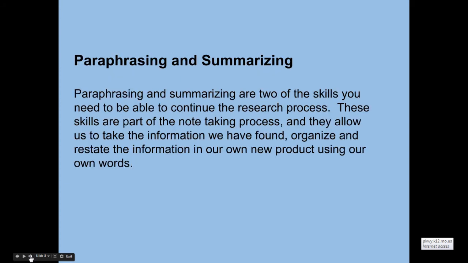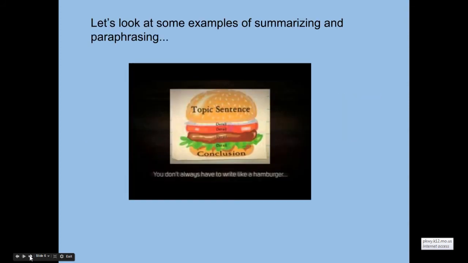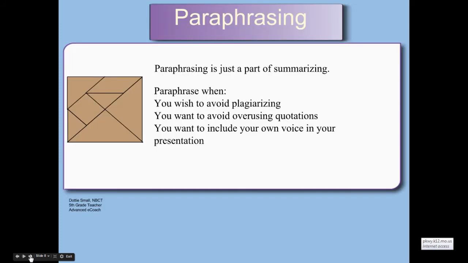The next 2 things we'll talk about are paraphrasing and summarizing. These are skills to continue the research process. These are part of the note-taking process, and they allow us to take information we found, organize it, and restate it into a new product with our own words. Paraphrasing is another kind of summarizing. Paraphrasing is similar, but a little different. You use it if you don't want to plagiarize, you don't want to use too many quotes, and you want it to be in your own voice.